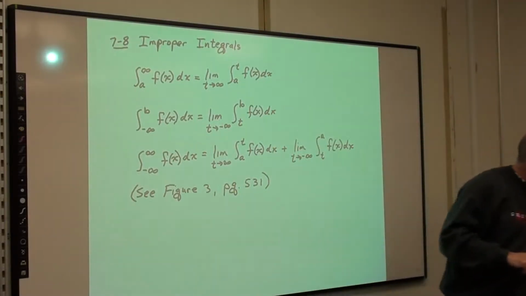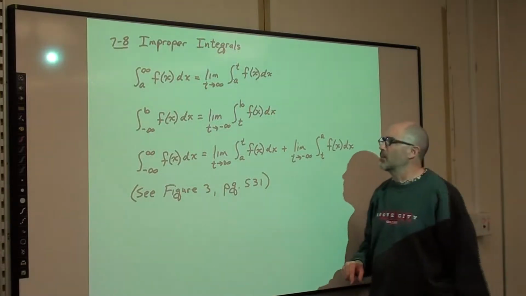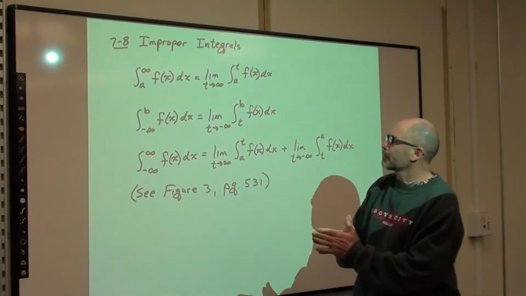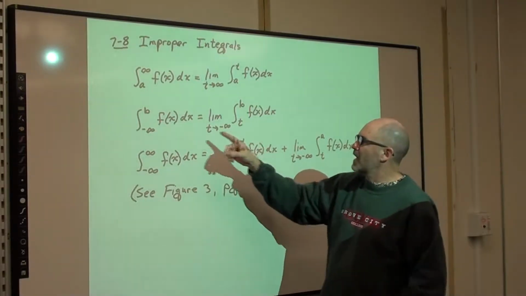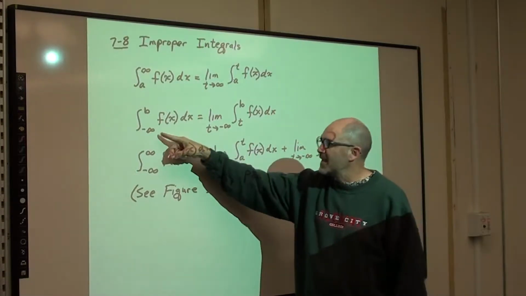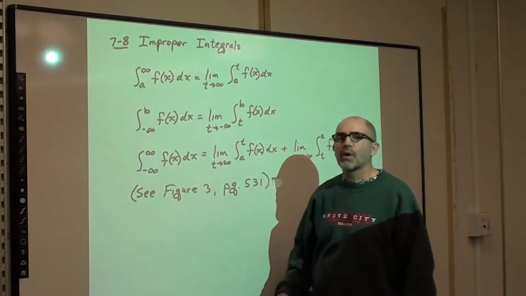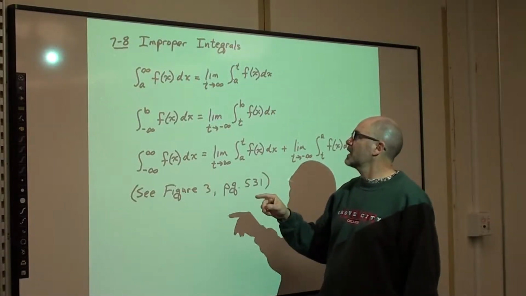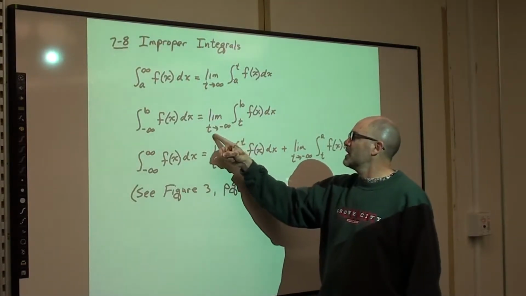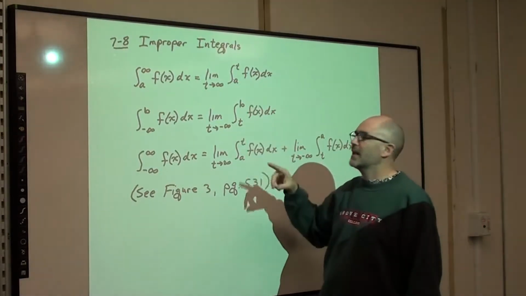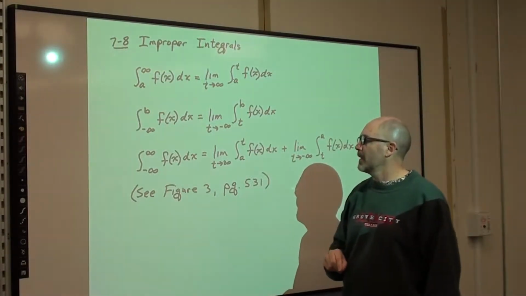So everybody get to page 530 in your textbook so you can see what's going on here. All right, the next integral is if we start from negative infinity and go to some point b of f of x. And same thing, we're just going to take the limit as t approaches negative infinity of the integral from t to b of f of x dx.